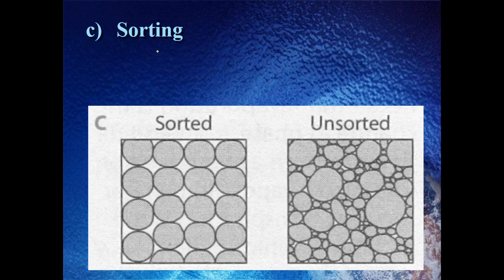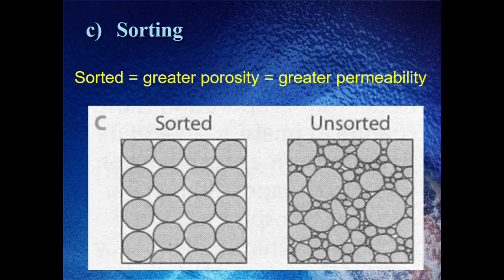The third thing is sorting. And again, when you look at that, if something is sorted, everything is the same. All of these particles on your left are the same size particles, whereas the ones on your right are unsorted and mixed. And there is going to be an easier time for water to get through this. So sorted is going to have a greater porosity, therefore a greater permeability.